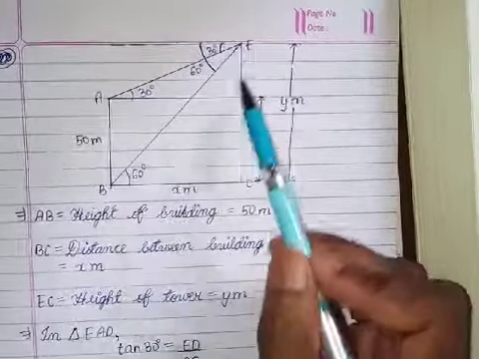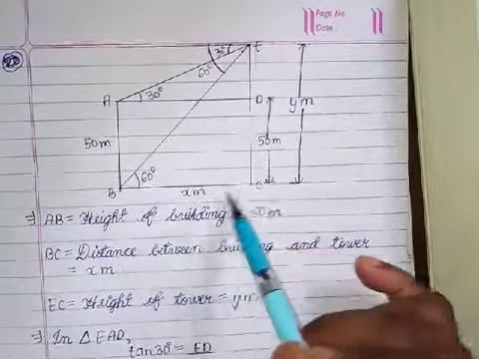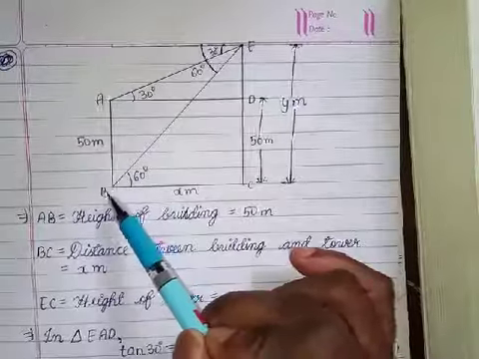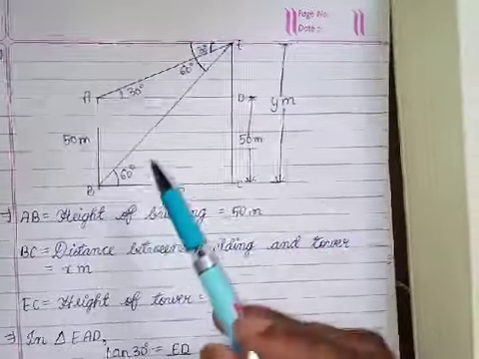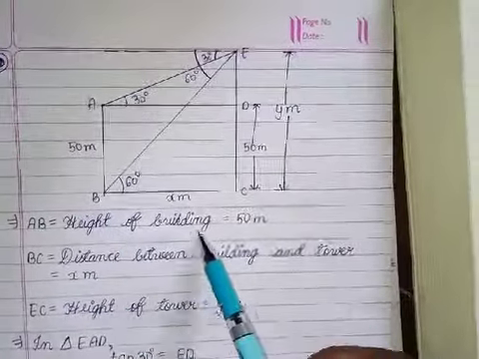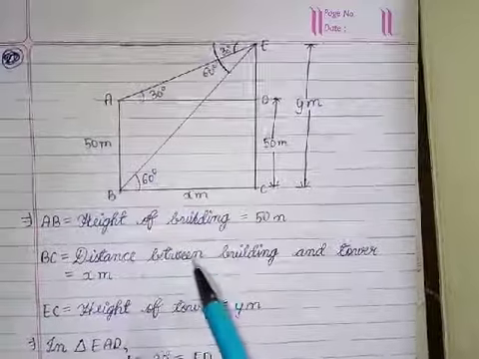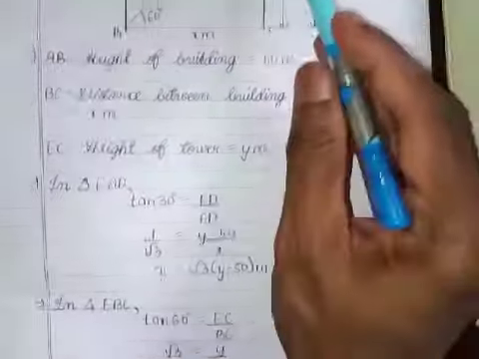Find the height of the tower. You have to find the height of the tower and also the horizontal distance between them, this BC, X. So AB, we know the height of the building. BC is the distance between the building and the tower, and EC is the height of the tower.